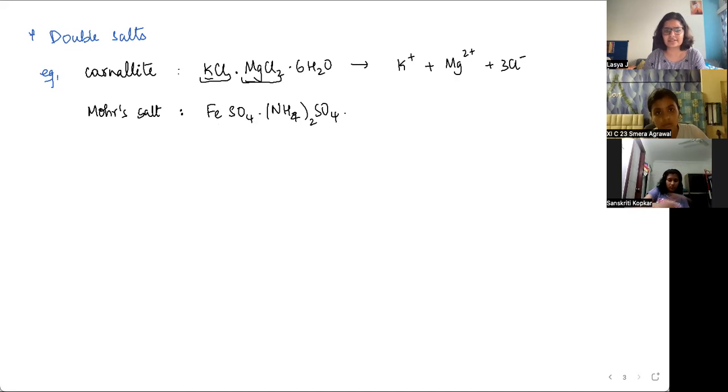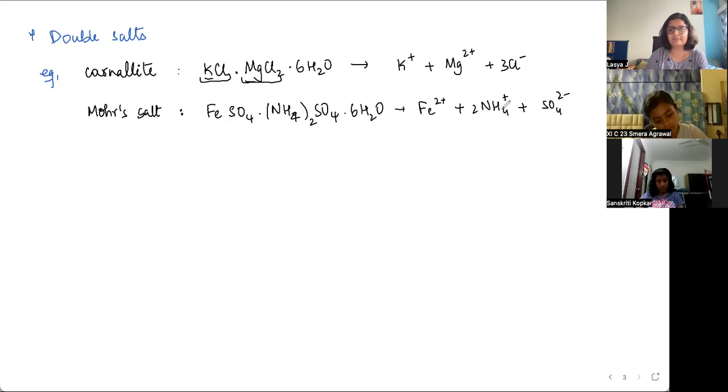How many waters of crystallization? This has 6 H2O. Okay. So in this case also, if you do the salt analysis, this is going to test for iron ions, ammonium ions and sulfate ions. It's going to give positive results for all three of them.